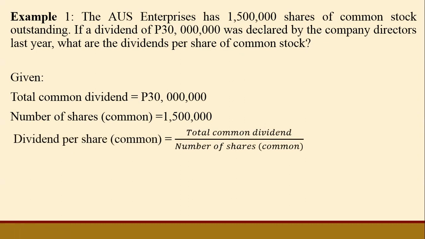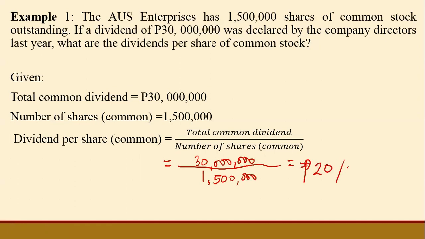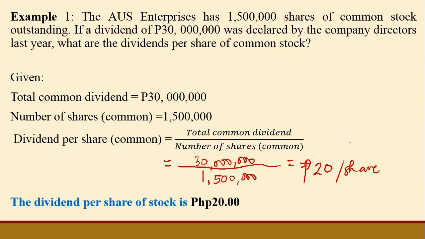So, we will get the dividend per share for the common stock. That is equal to the total common dividend over the number of shares. Okay, so this is equal to 30 million over 1,500,000. So this is equal to 20 pesos per share. Okay, so the dividend per share is 20 pesos.